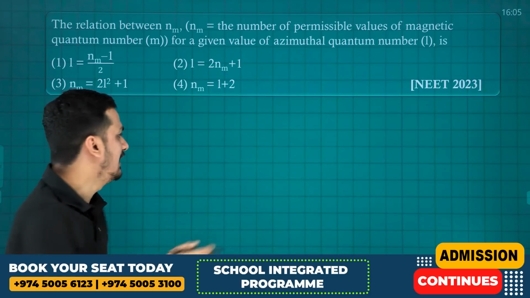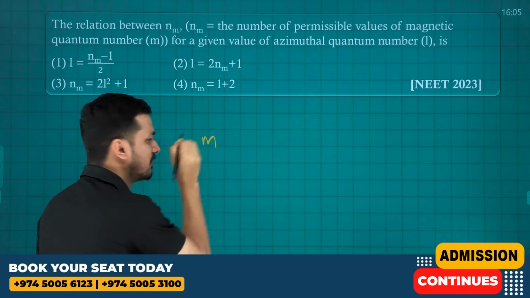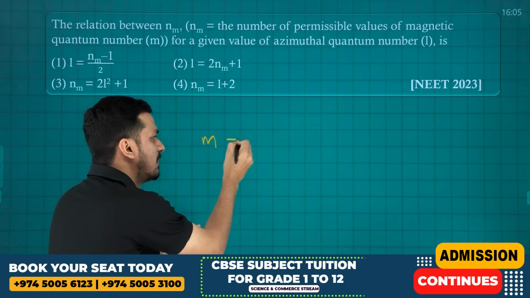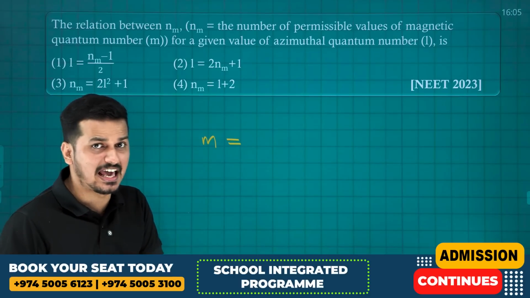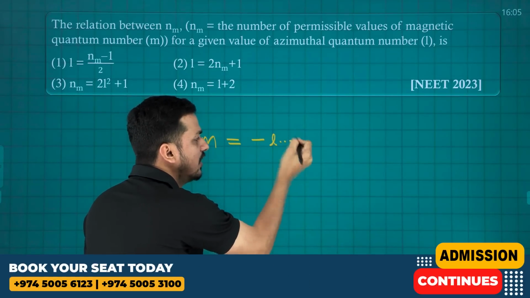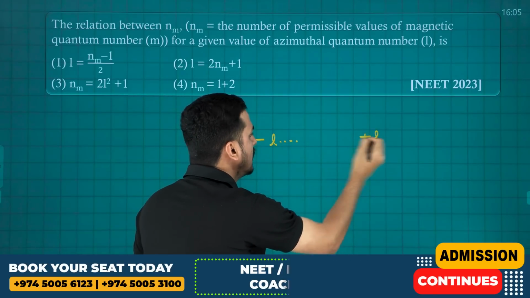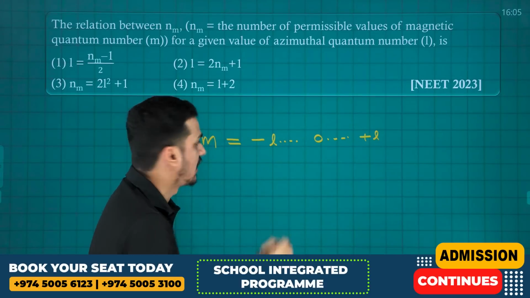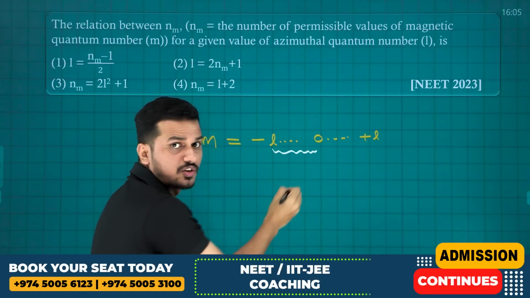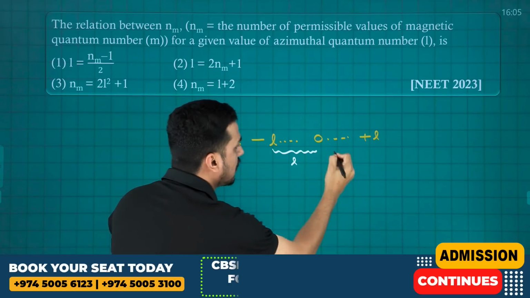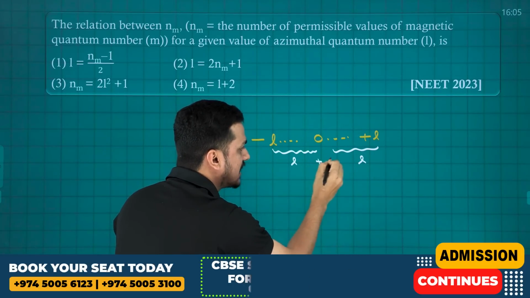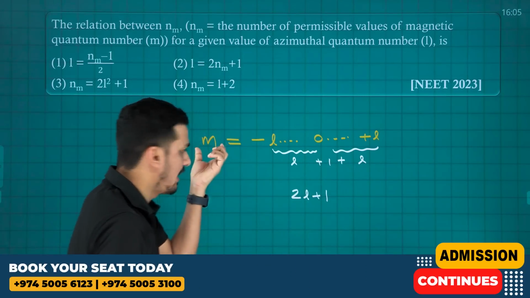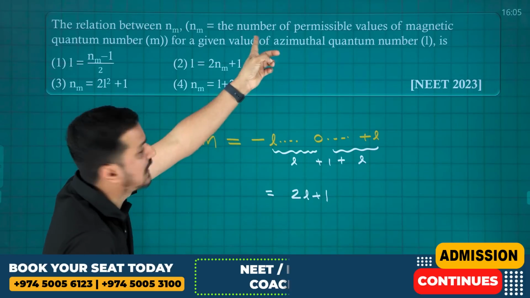As we know, m is the magnetic quantum number. The permissible values of the magnetic quantum number with respect to l are minus l to plus l, including 0. How many values are there in total? Minus l to 0 means l values, then 0 to l also means l values, then 0 means plus 1. So 2l plus 1 values are possible for m. That permissible number of values is what they gave as Nm.